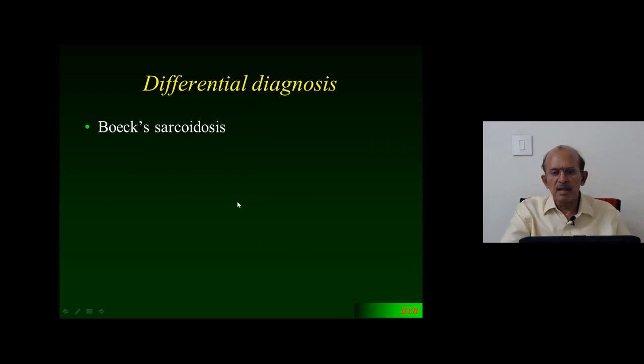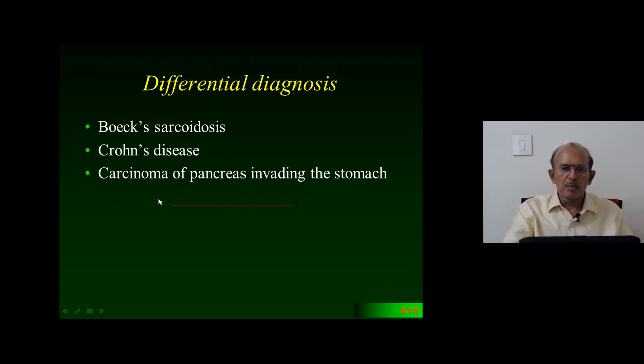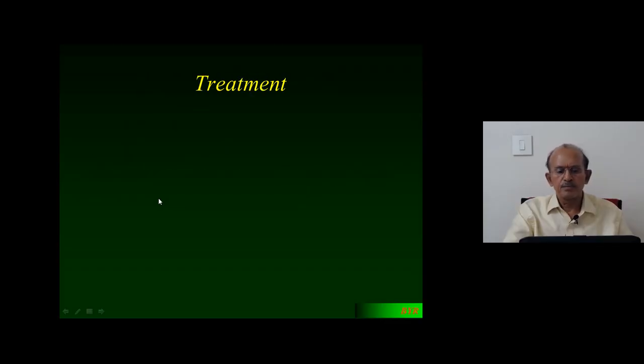Differential diagnosis of the linitis plastica: Boeck's sarcoidosis, Crohn's disease, carcinoma of the pancreas invading the stomach. Treatment is total radical gastrectomy.